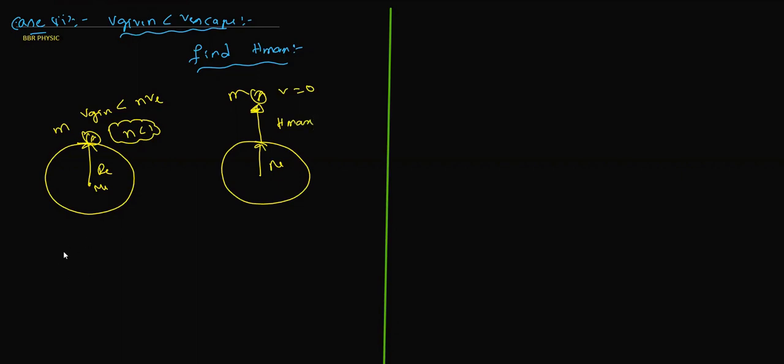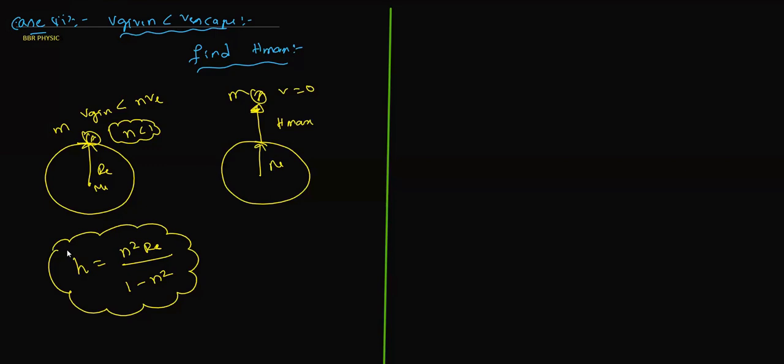This is only asked in competitive exams, they won't ask you for boards. That's why I'm skipping the derivation, which would take more than 10 minutes. So I'm directly giving the answer. You have to remember this answer. H equals n square RE divided by 1 minus n square, if we derive this.